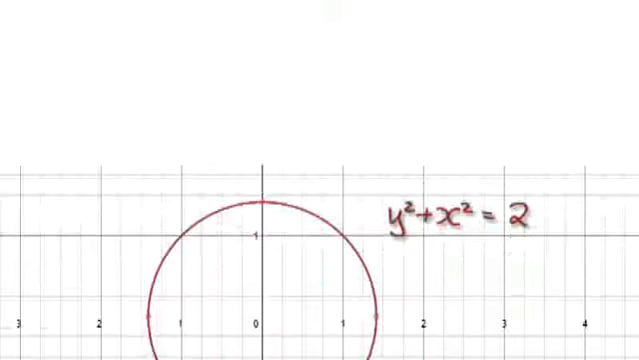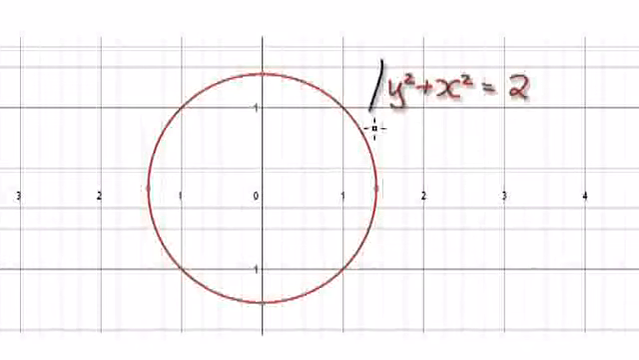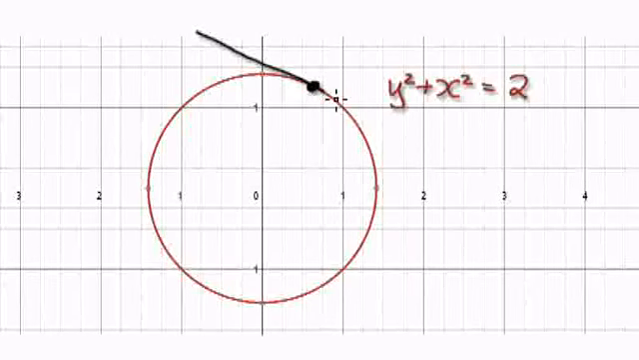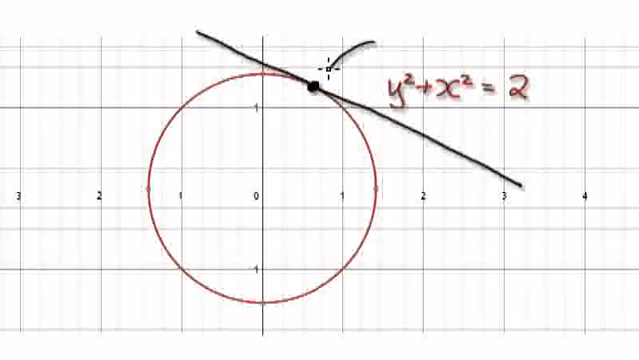Have a look at this circle here. The equation of this circle is given by this. And let's say you want to draw a tangent line right at this point here. You see, in order for you to draw this tangent line, you need to know the gradient at this point here.